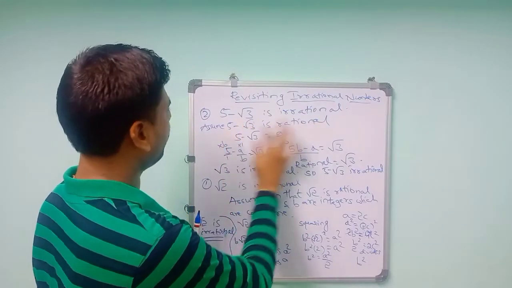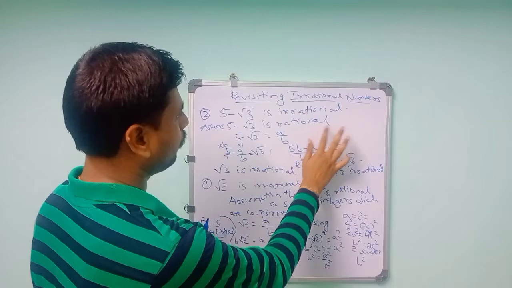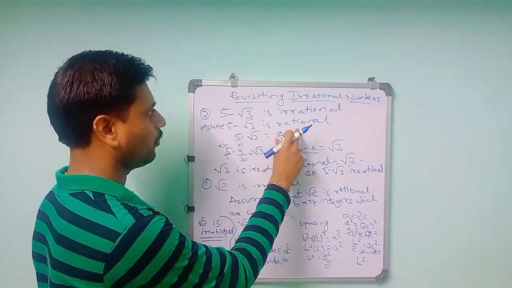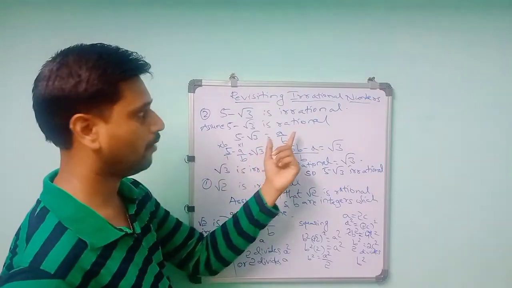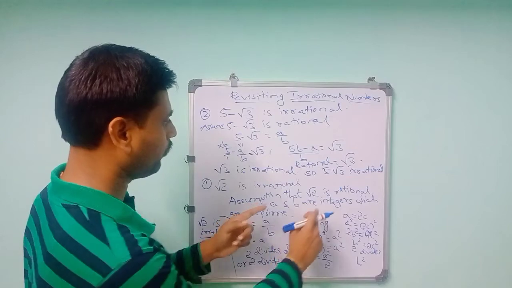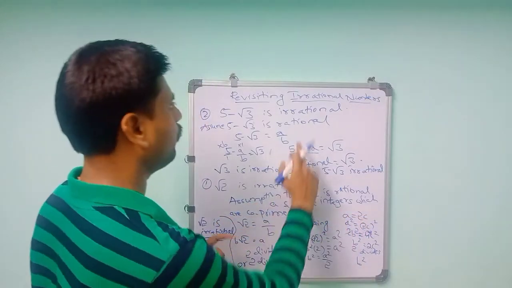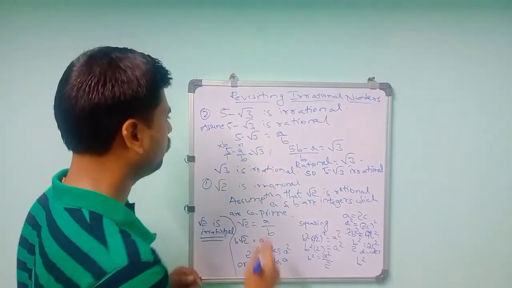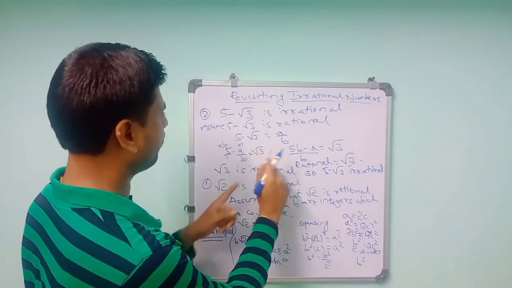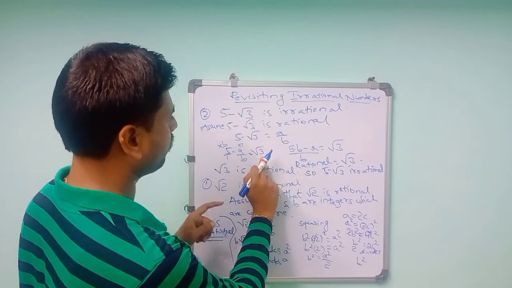So I will assume 5 minus root 3 is rational. Rational means in the form of p by q. So for 5 minus root 3, I have taken a by b, where a and b are integers which are co-primes. So 5 minus root 3 is equal to a by b. In this, you send root 3 to this side, so minus root 3 is there, plus root 3 will become.